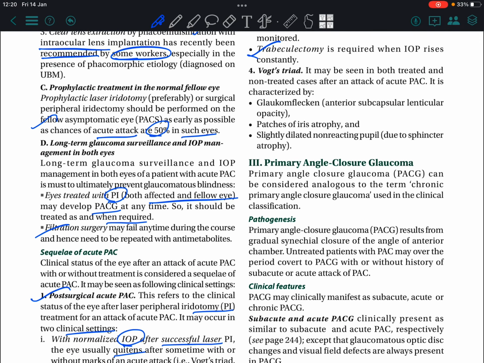Vogt triad may be seen in both treated and non-treated cases after an acute attack of PAC. It is characterized by glaukomflecken, anterior subcapsular lenticular opacity, patches of iris atrophy, and a slightly dilated, non-reacting pupil.